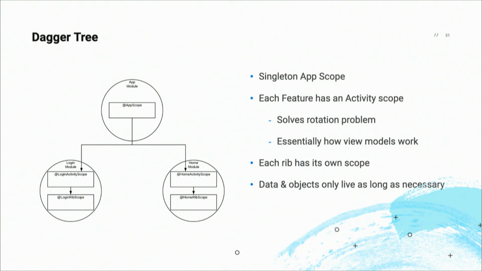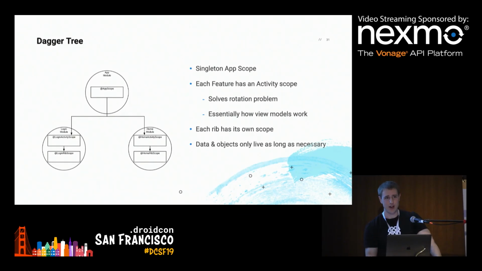And these activity scoped objects are put onto a dependency fragment that's like a retained fragment. And if you dive deep into view models, essentially it's a retained fragment with a convenience method on top. So we're doing the exact same here, but with Dagger. So then when you re-inject these objects, they're the same object you had before, and state is maintained, and you can restore your app from there. And then below that, each rib has its own scope.